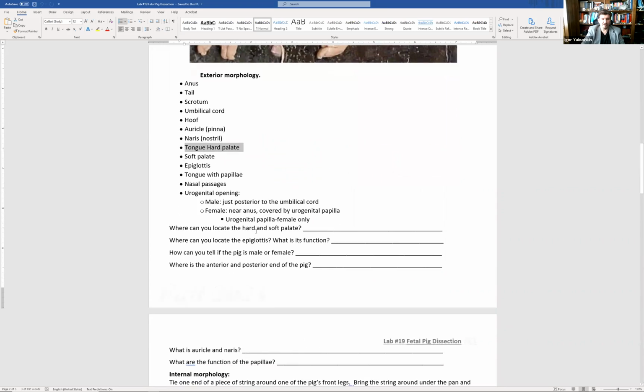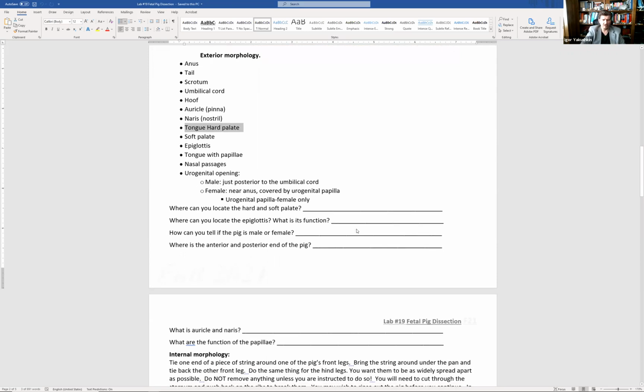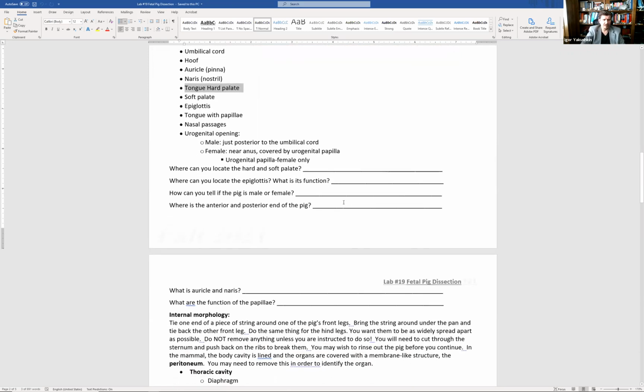So where can you locate the hard and soft palate? It's basically the roof of the mouth, the top one, where the bone is the hard palate, and then there is the soft palate at the back of the mouth. This is where the bone is ending. We saw that in one of the labs. I was talking about that. Where can you locate the epiglottis and what is its function? The epiglottis is a little flap which covers what? The trachea. Whenever we're swallowing food, the epiglottis closes the trachea.